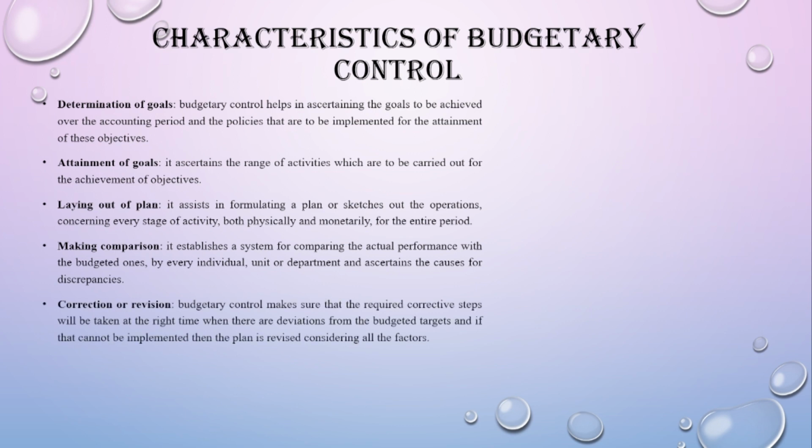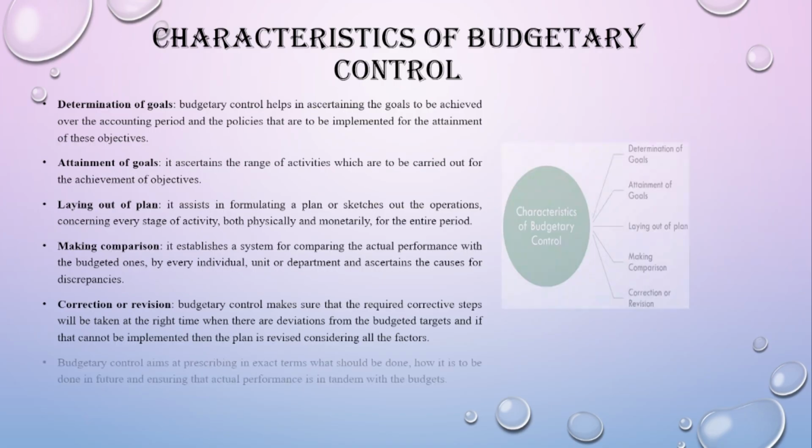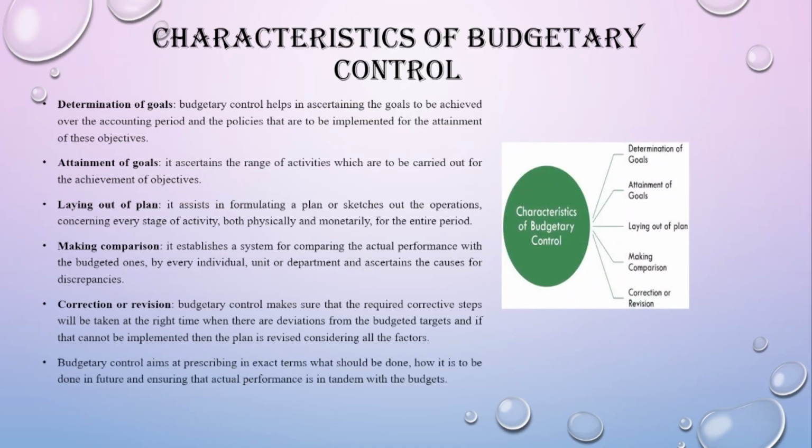Another characteristic, that is corrections or revisions. Budgetary control makes sure that the required corrective steps will be taken at the right time when there are deviations from the budgeted targets, and if that cannot be implemented, then the plan is revised considering all the factors. Budgetary control also aims at prescribing in exact terms what should be done and how it is to be done in future, ensuring that actual performance is achieved in tandem with the budgets.